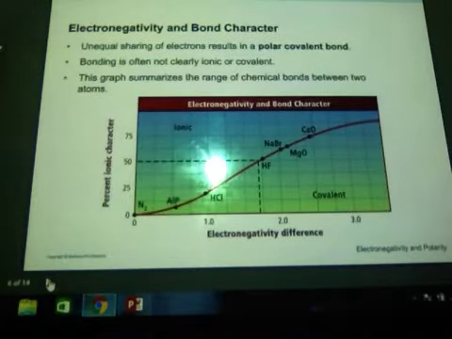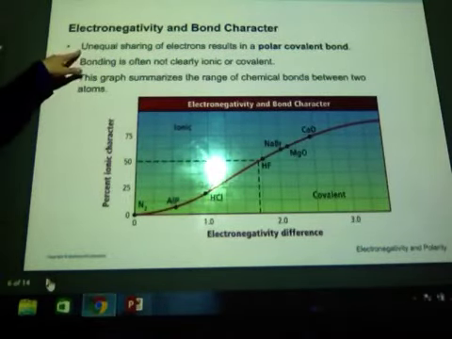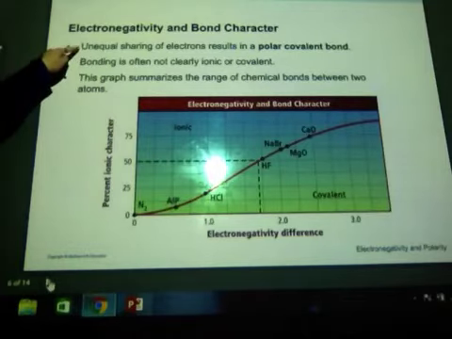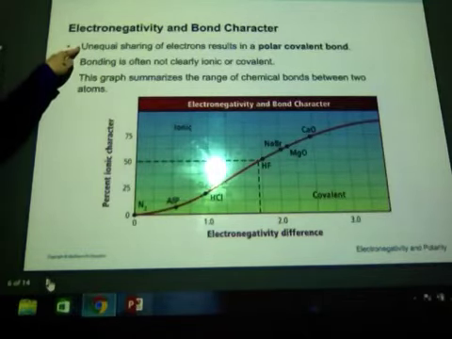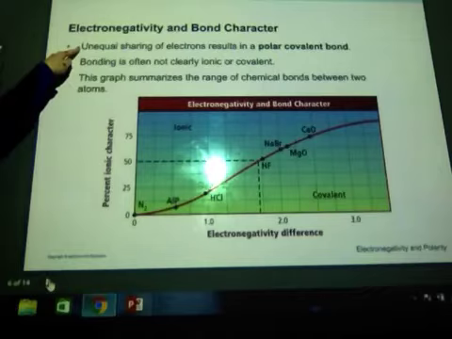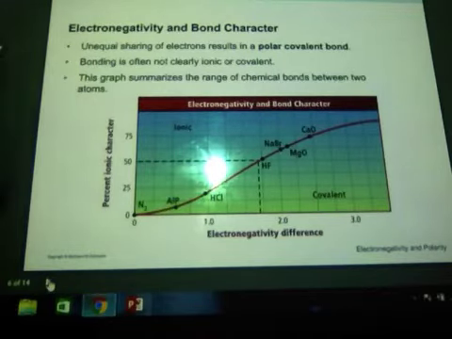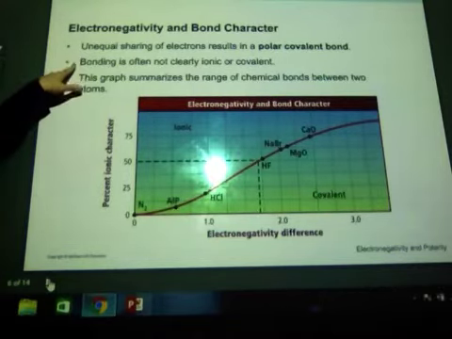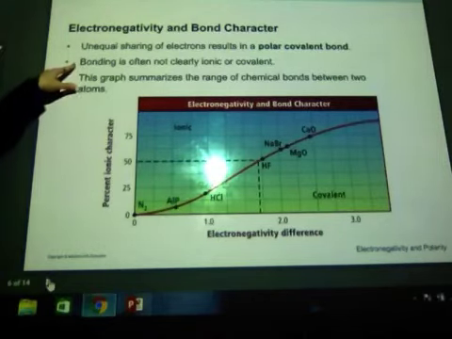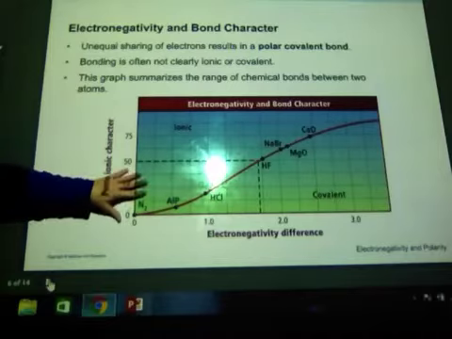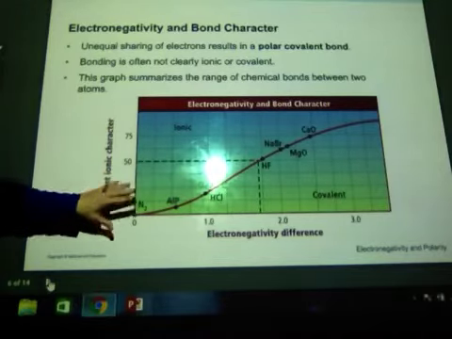So what happens is there's unequal sharing of electrons. So here's the vocab. Unequal sharing. We're still sharing electrons. There's not a transfer. But unequal sharing results in a polar charge or a polar bond. Bonding often is not totally one or the other. It's kind of hard to tell. And this graph kind of shows some examples.